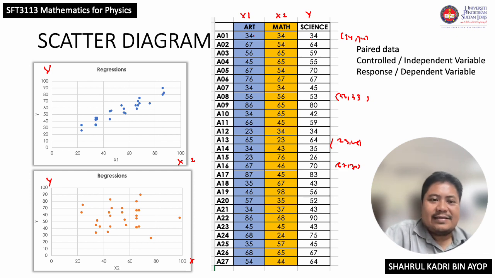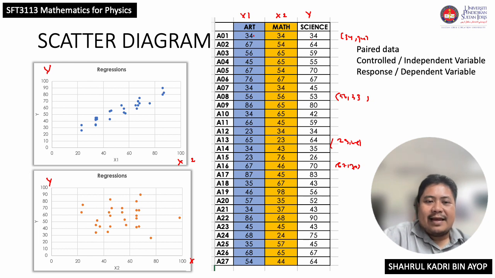Okay, so this graph is called a scatter diagram. You can see that the plots are scattered inside this plot. Okay, so this is a scatter diagram or scatter plot. For each of the axes, they represent a variable.